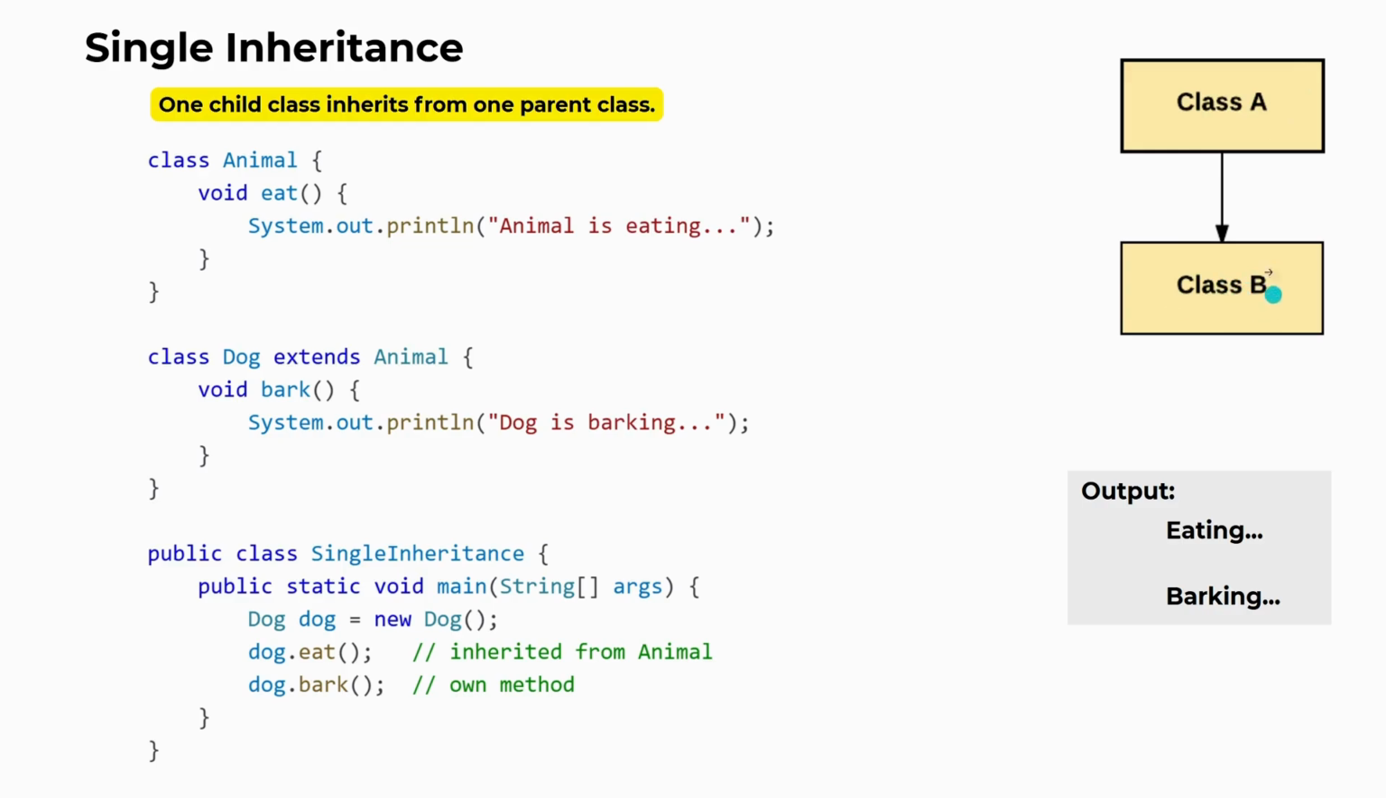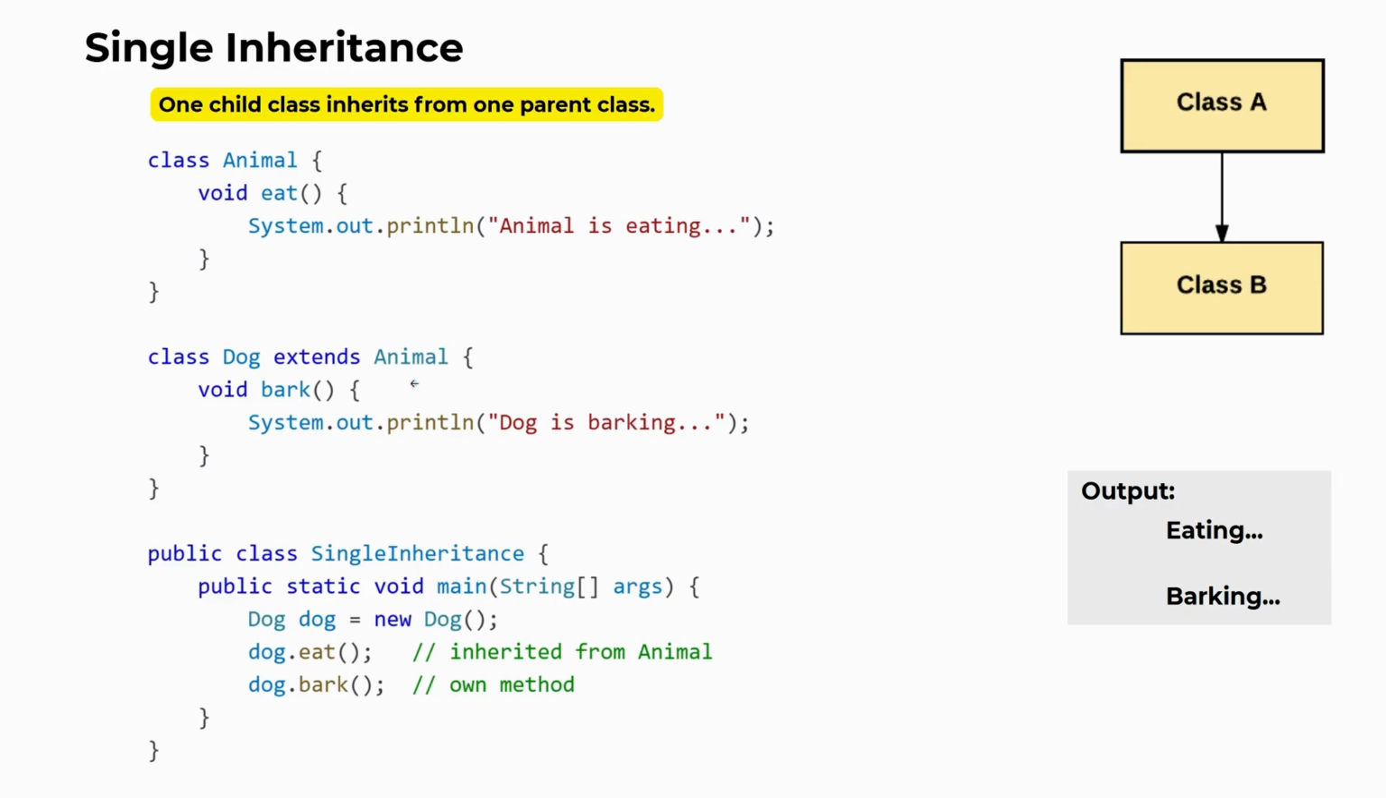When class B inherits the properties from class A, that means all the methods and all the variables in class A will be used by class B. Let's understand with Java code. I have created one class, animal. Under this class, I have created one method, void eat, and we have given this print statement: animal is eating. Again, I have created one more class, dog. This is a child class, and this child class is extending this parent class.